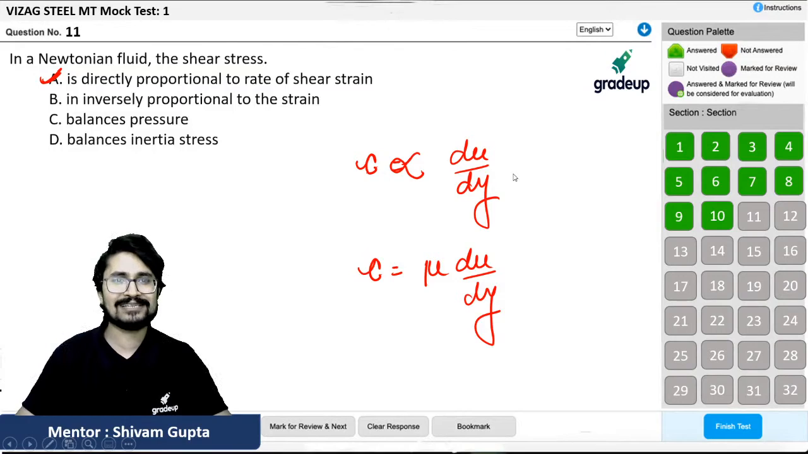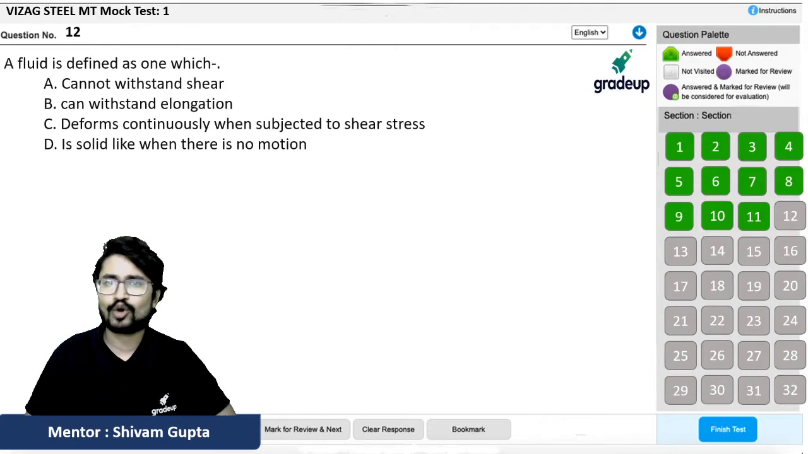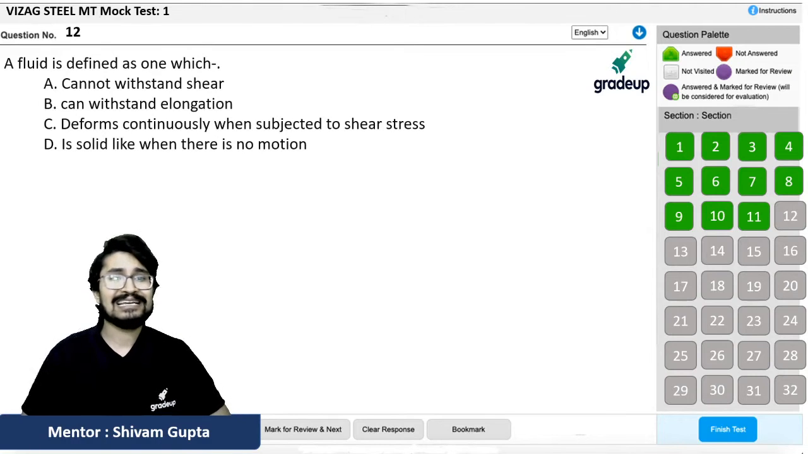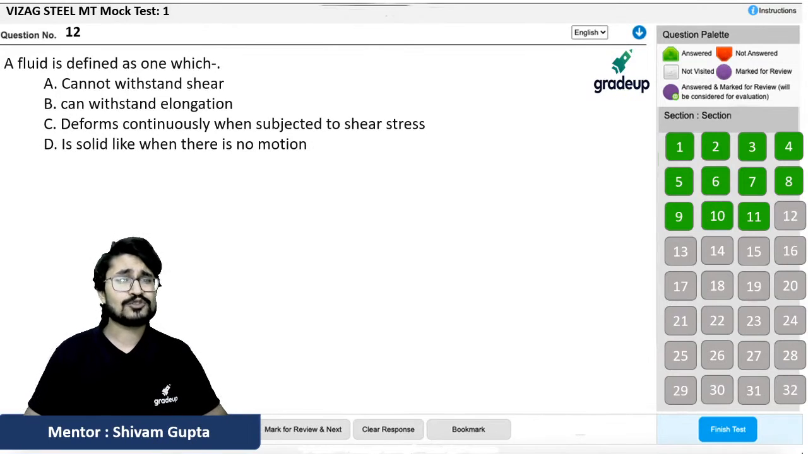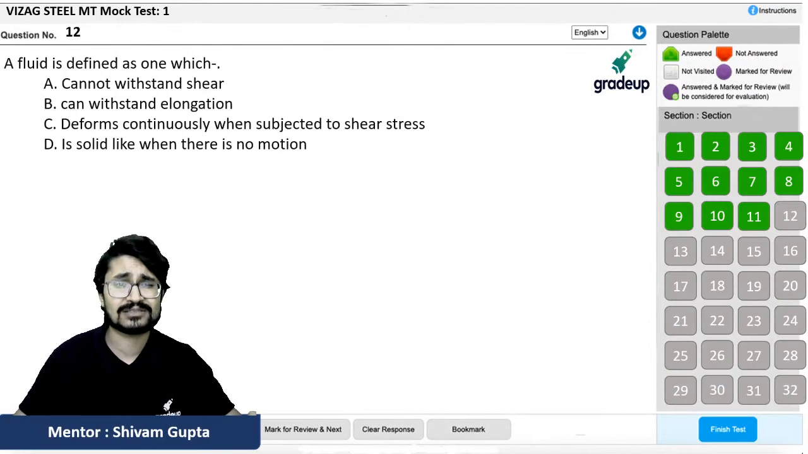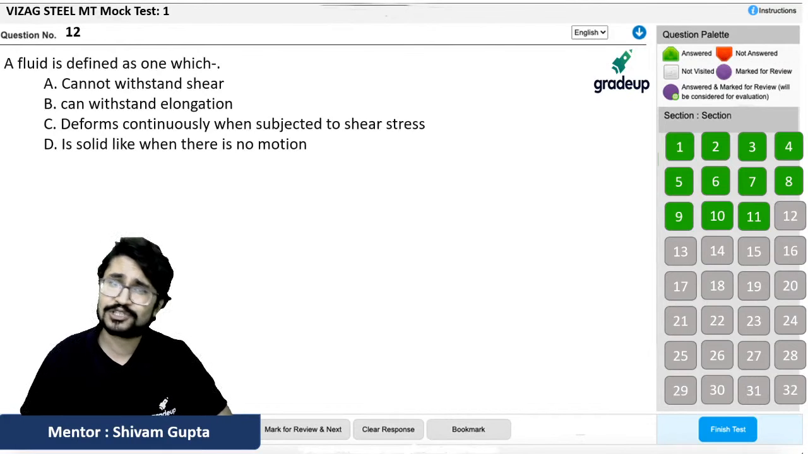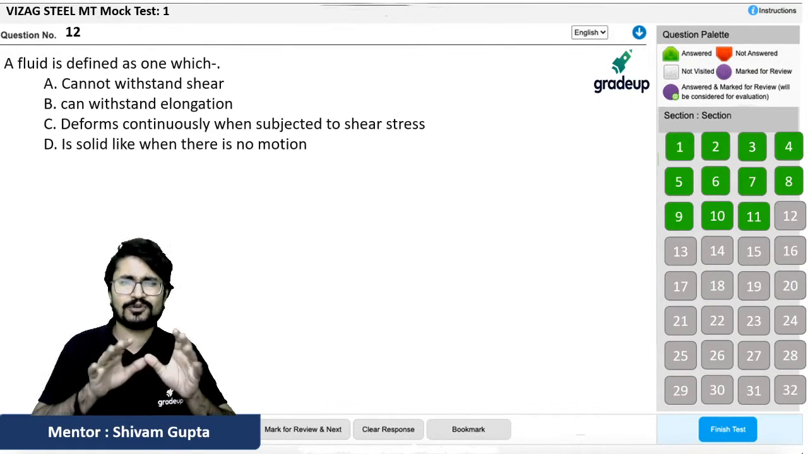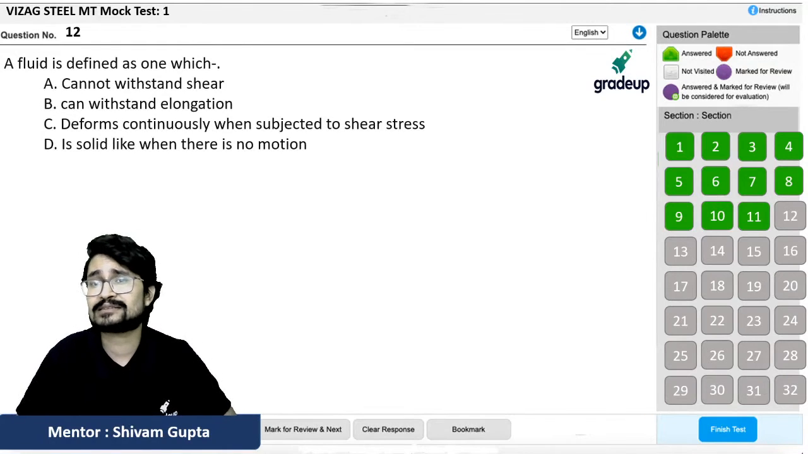The next question on your screen is: a fluid is defined as the one which cannot withstand shear, can withstand elongation, deforms continuously when subjected to shear stress, or is solid-like when there is no motion. Guys, you don't have to think so deeply. A fluid is defined as the one which cannot withstand shear stress. It is a good question, but it deforms continuously when subjected to shear stress.